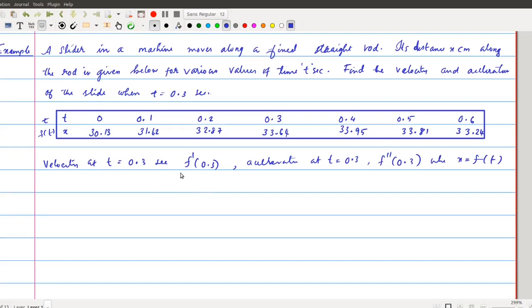In order to evaluate f dash of 0.3 and f double dash of 0.3, we will use Newton's backward differences and forward differences. Here we use Newton's forward difference formula. If you remember that formula, you can directly write it, or otherwise you can derive that formula and apply t is equal to 0.3. Anyway, we must have a forward difference table to evaluate this velocity and acceleration. So first of all, we construct that table.